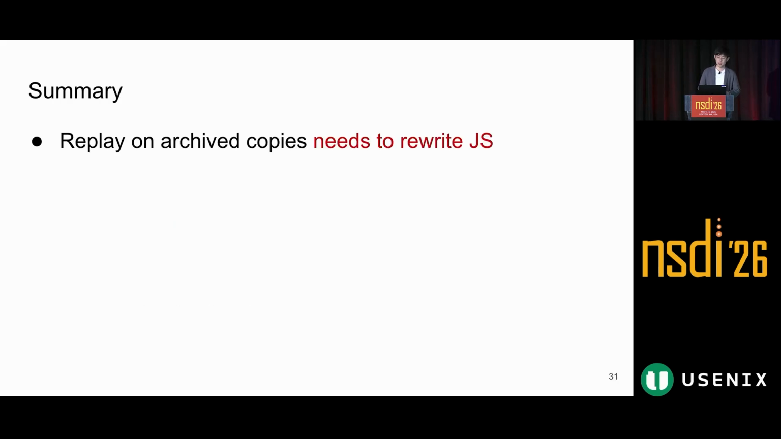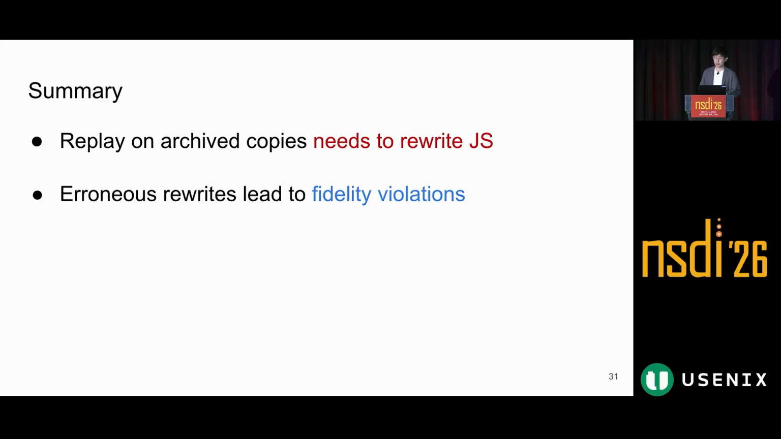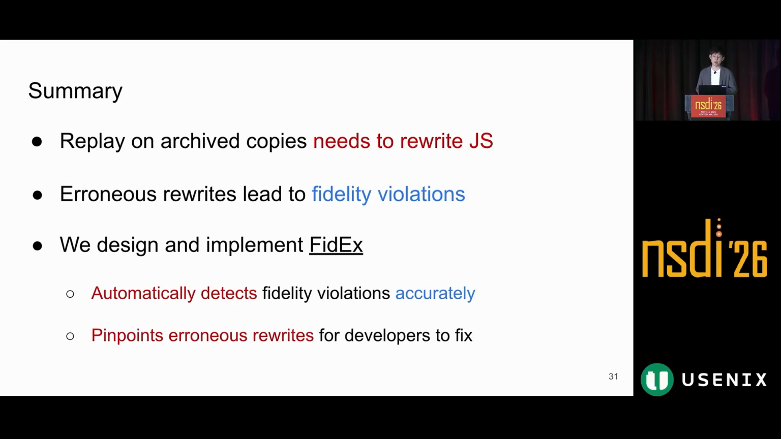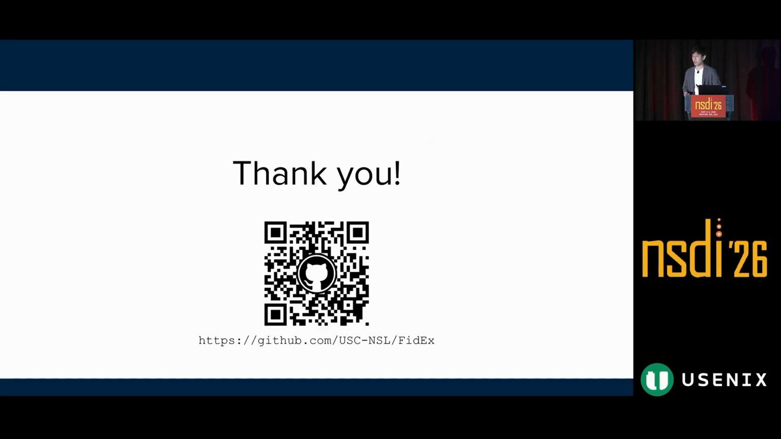So to summarize, replay of archive copies needs to rewrite JavaScript because we need to reroute the sub-resources. But this is actually a more challenging task than people think, and as a result, we see a lot of erroneous rewrites lead to fidelity violations. Motivated by this problem, we designed and implemented FidEx, which automatically detects fidelity violations accurately and pinpoints erroneous rewrites for developers to fix. That concludes my talk.